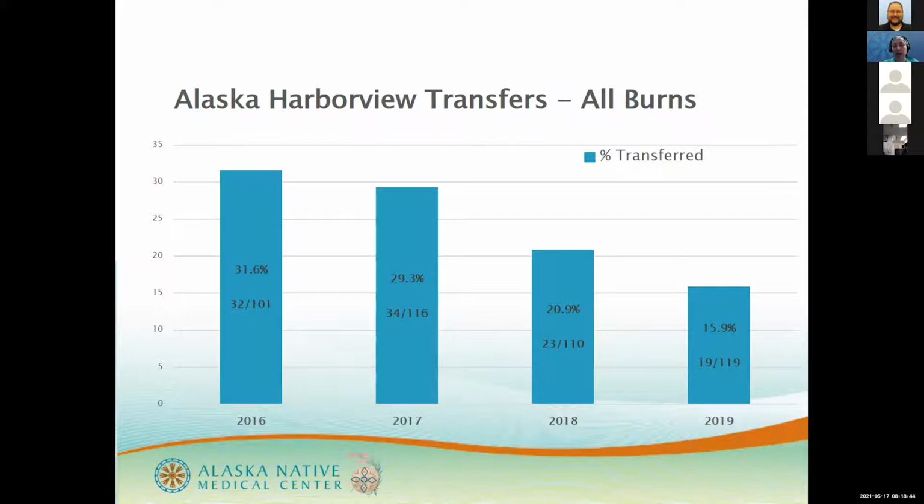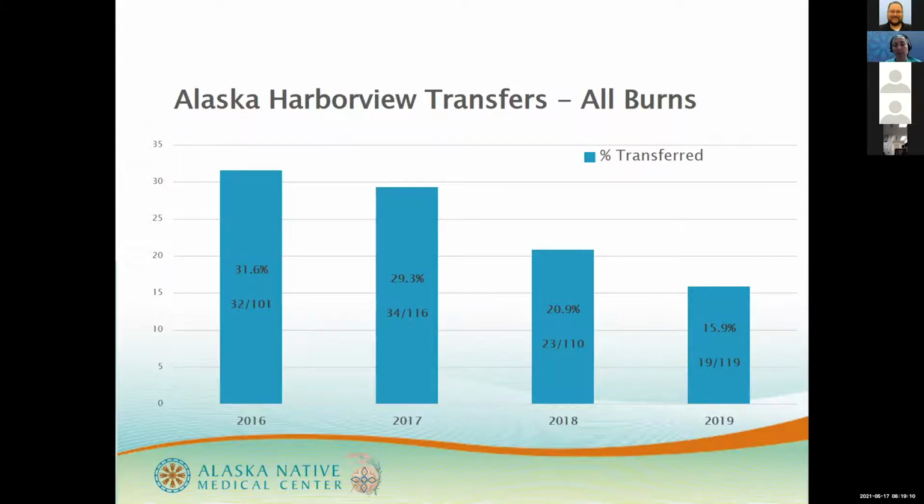And you can see that considering all burns, we saw a reduction of burn transfers out of state. And when we drilled that down even further, knowing that Southeast often will transfer to Harborview, which is appropriate, and not all burns should stay in Alaska. We do not have the capability of keeping a 60 or 70% TBSA burn.